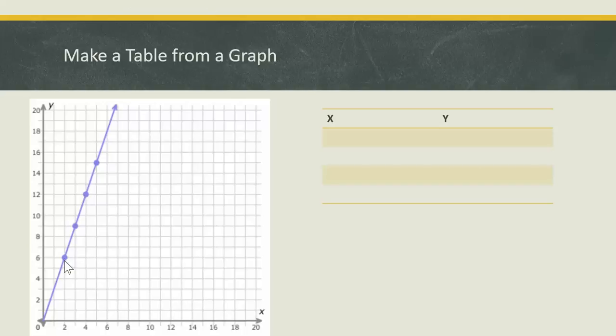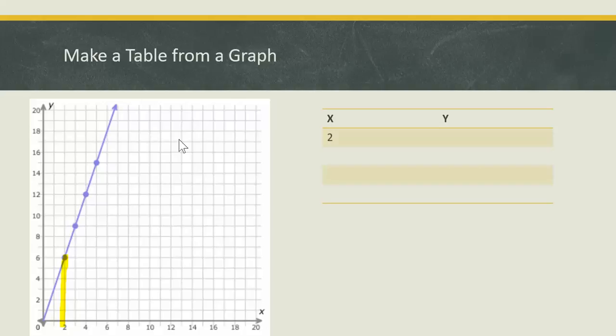Let's start with this dot. We need to figure out how far over that dot is. Sometimes it's easiest to do if you actually draw a line straight down. And that helps me see that that point is over 2. I'm going to go and fill 2 into my x value in the table.